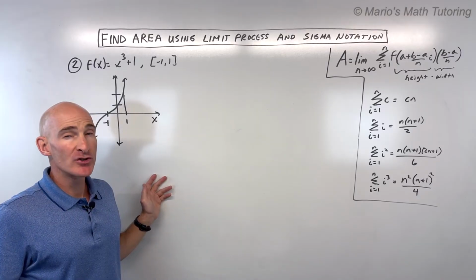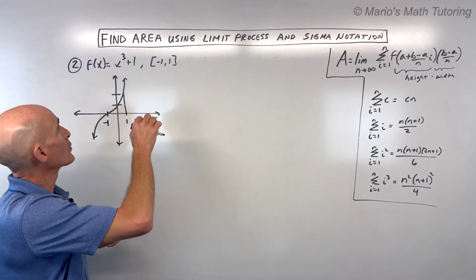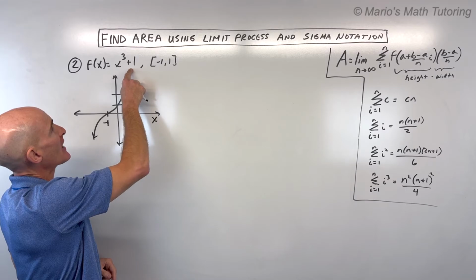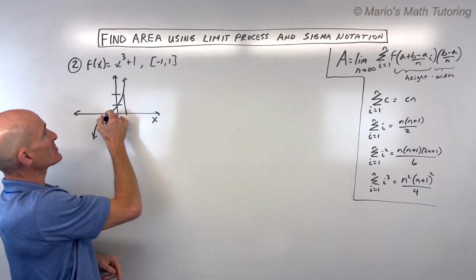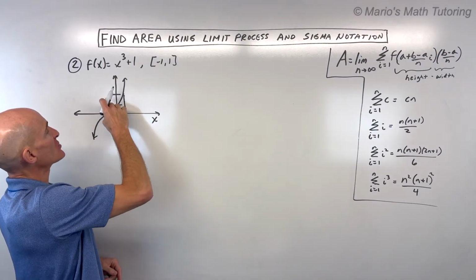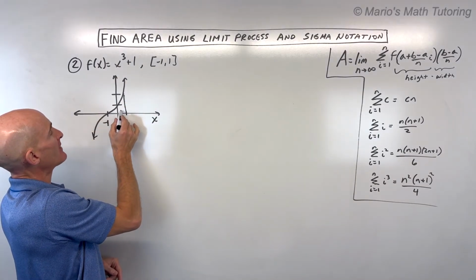Okay, for example number 2, a little bit more challenging problem. We're going to find the area underneath the curve x cubed plus 1 in between -1 and 1. So here's x cubed. Plus 1 means it shifts up 1. And we're finding this area right here.